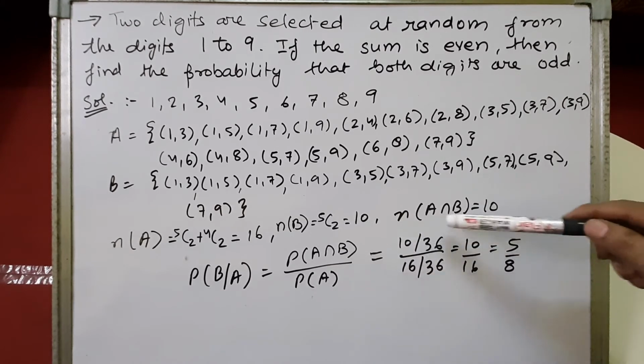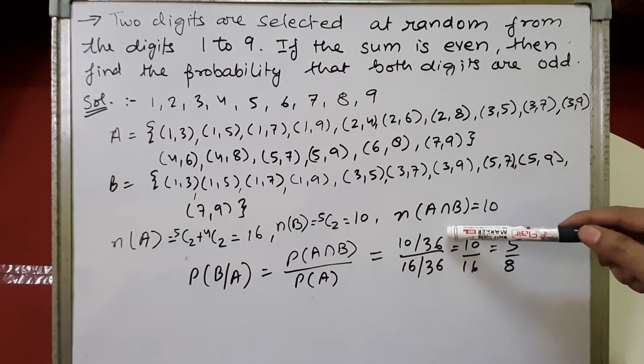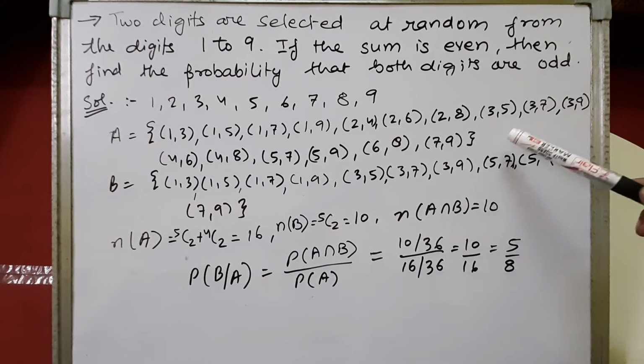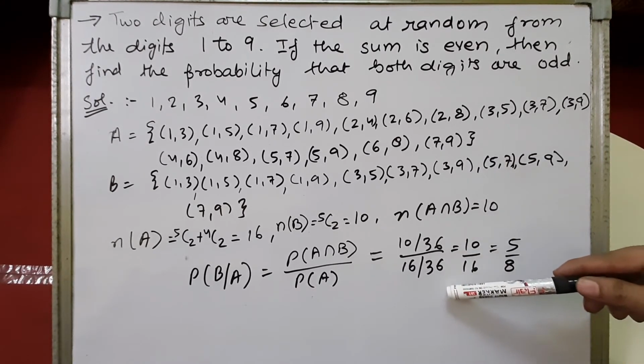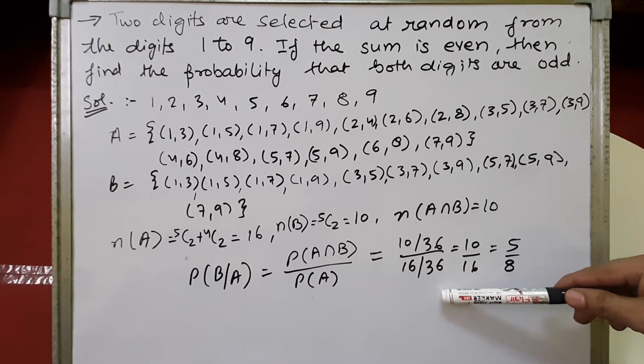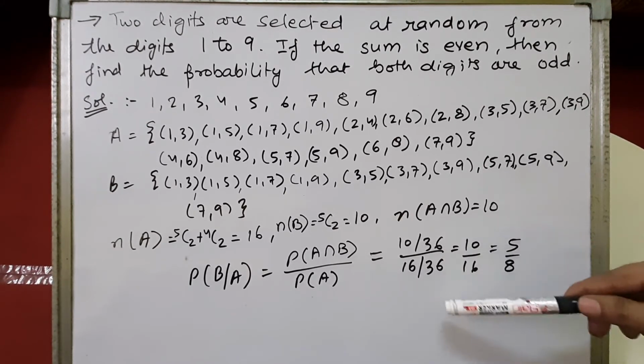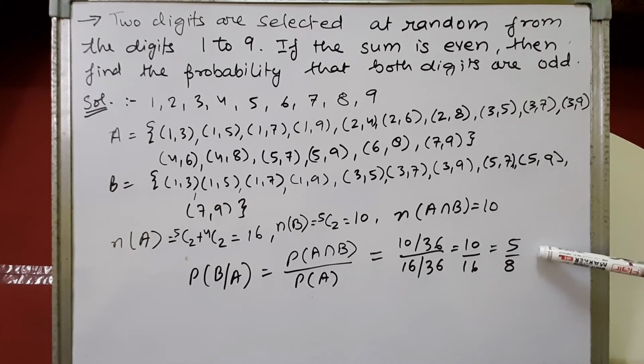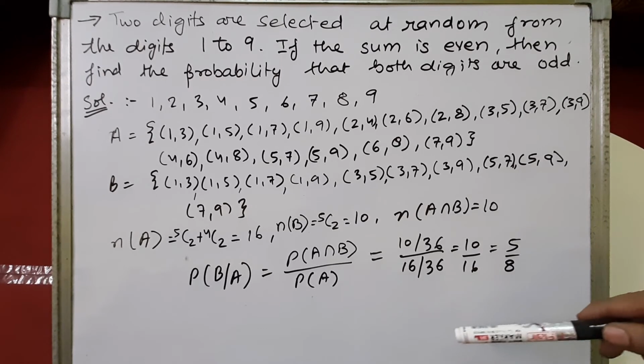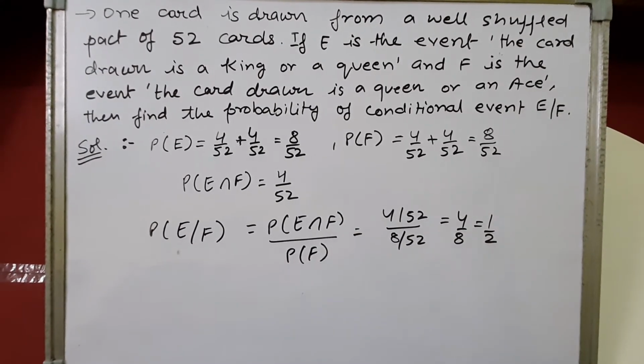So probability of getting A intersection B will be 10 upon 36. Probability of getting A has how many elements? 16. Okay. Total number of events 36. So probability of getting A will be 16 upon 36. So this 36 will get cancelled. 10 upon 16, when we cancel, we'll get 5 by 8. So when the sum is even, then the probability that both the digits are odd will be 5 by 8, or the probability of B upon A is 5 by 8. Alright, children, please note down the solution. Let's see another sum, children.